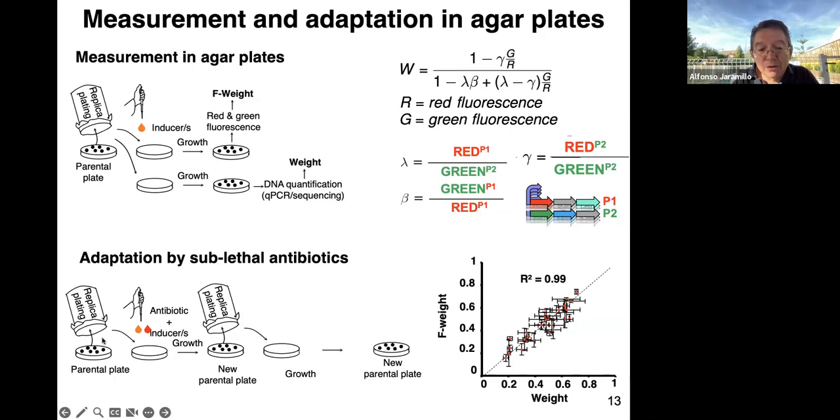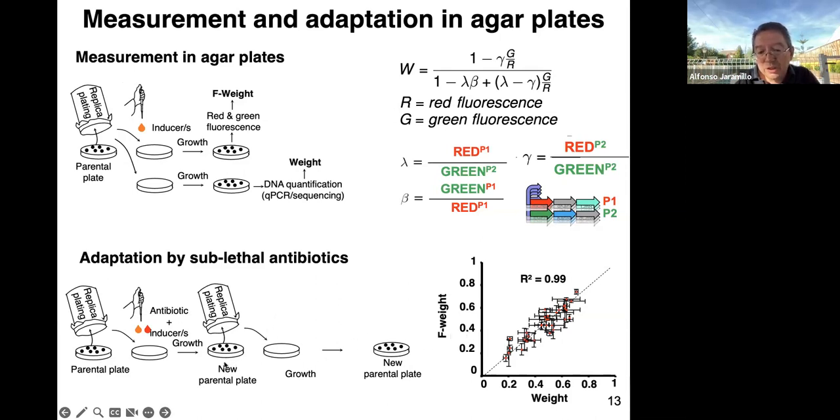Here in the parental it's already stationary, so you need to do a replica. But then we do another replica to stop. Here you have inducers, but when we do the second replica, we don't have inducers. So after these replica platings, you have a new parental. In measurements, we don't change the parental; we just make copies of the parental and then throw away the copies. But in the adaptation with antibiotics, we change the parental. That's the important concept to remember. So then we do two replicas.